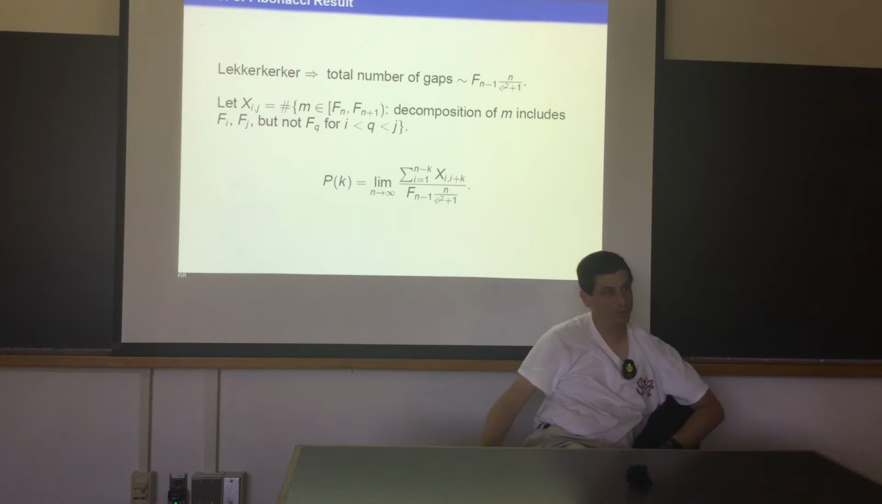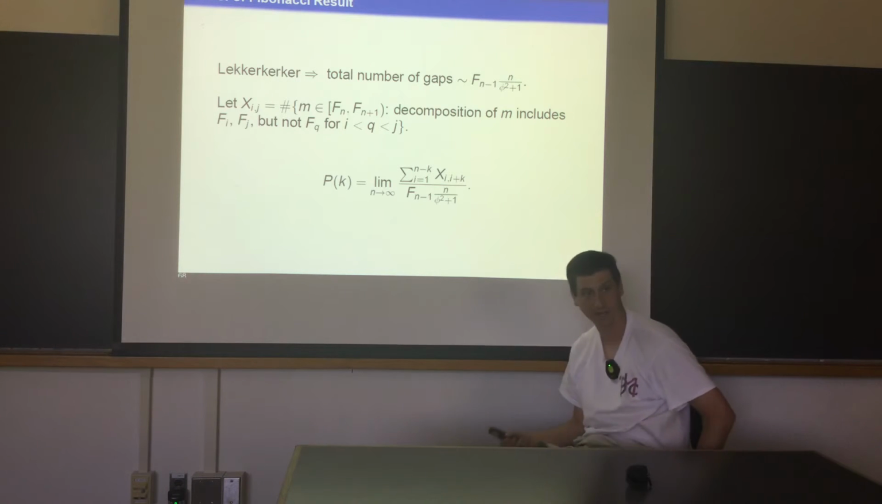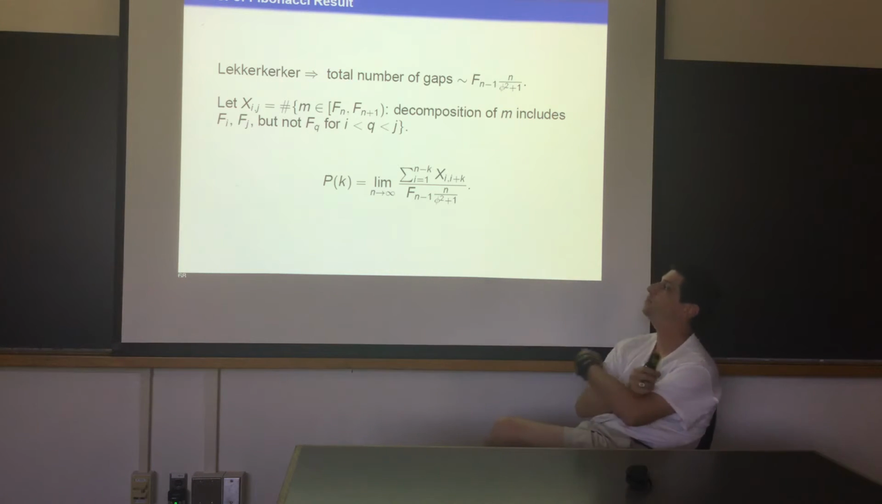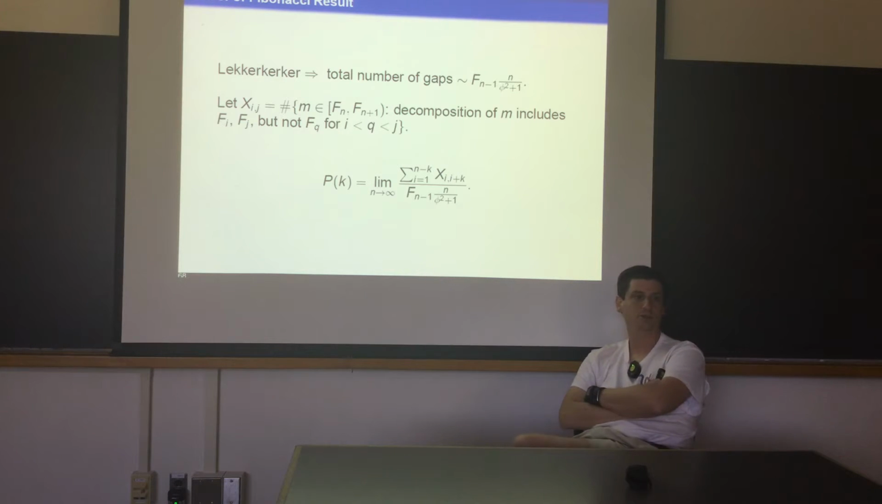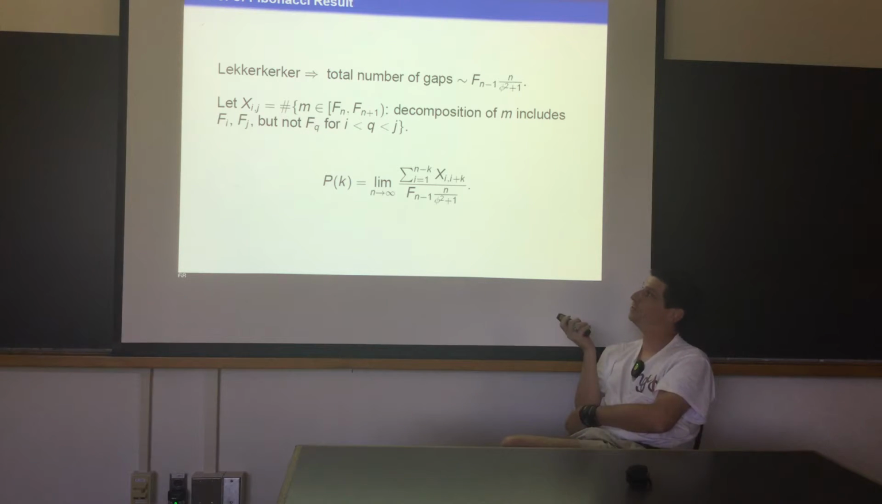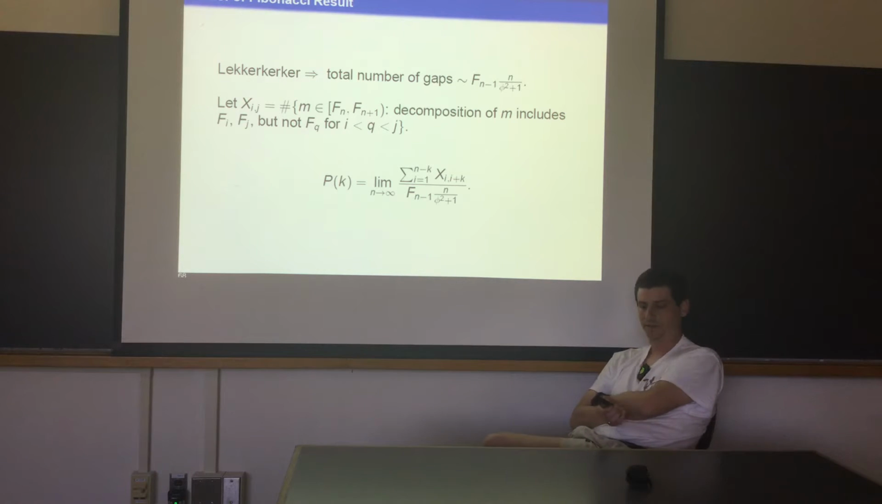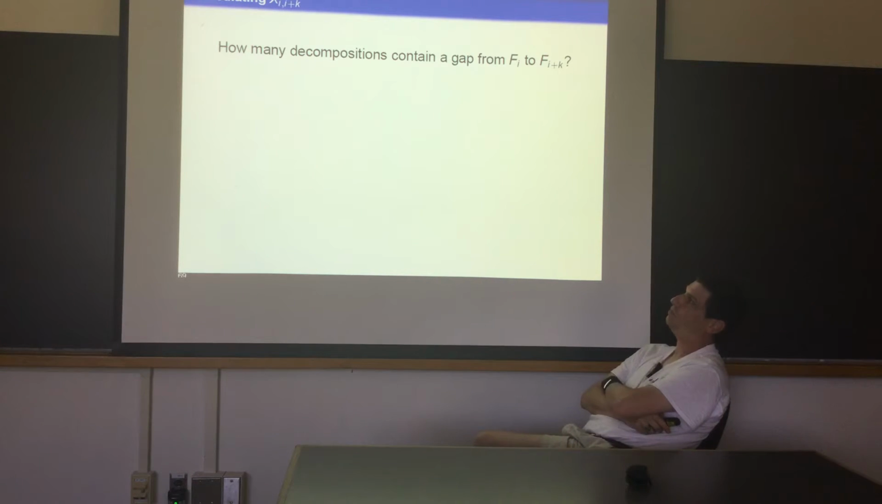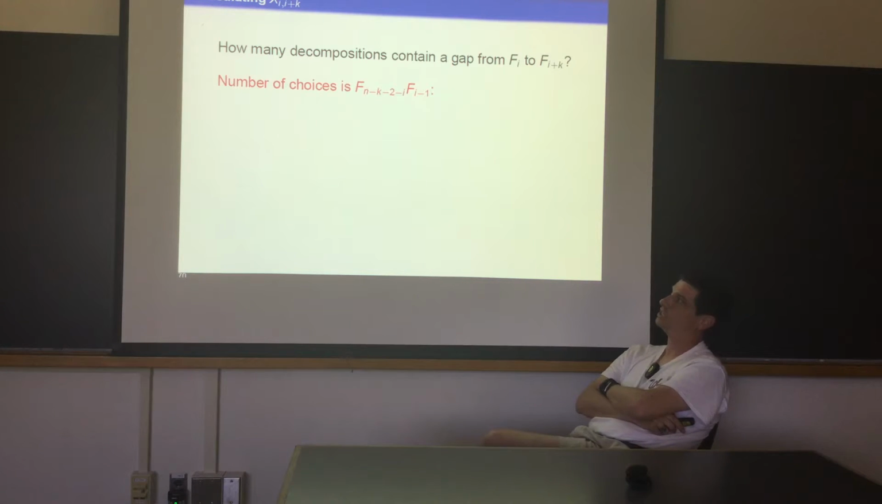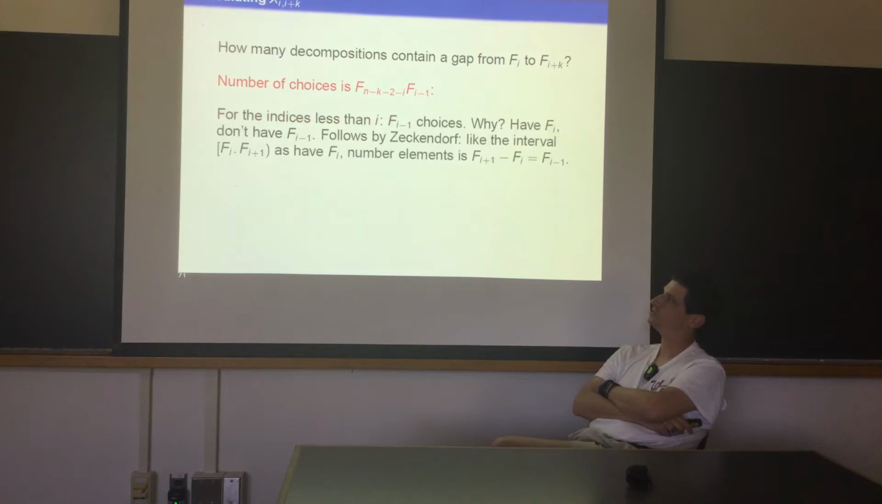And a fixed number could give me multiple gaps of length k. Then I divide by the total number of gaps, and that will give me the average number of gaps of length k. So the only difficult thing is, can I actually calculate what this is? Well, let's think about what this means. How many decompositions contain a gap from f_i to f_{i+k}? I claim that this product is the number of choices.